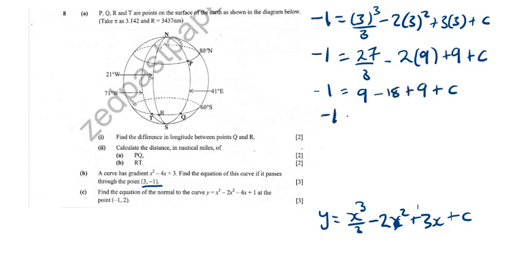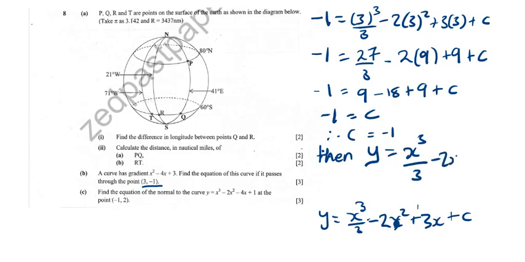So you say negative 1 is equals to, now 9 minus 18 is negative 9. Negative 9 plus 9 is just 0, so everything becomes 0. You can even punch it on your calculator. Therefore our c is equals to negative 1. Then your equation becomes y is equals to x to the power 3 over 3 minus 2x to the power 2 plus 3x. You just rewrite this, and now c is negative 1, so you put negative 1 there. Now this is your answer.